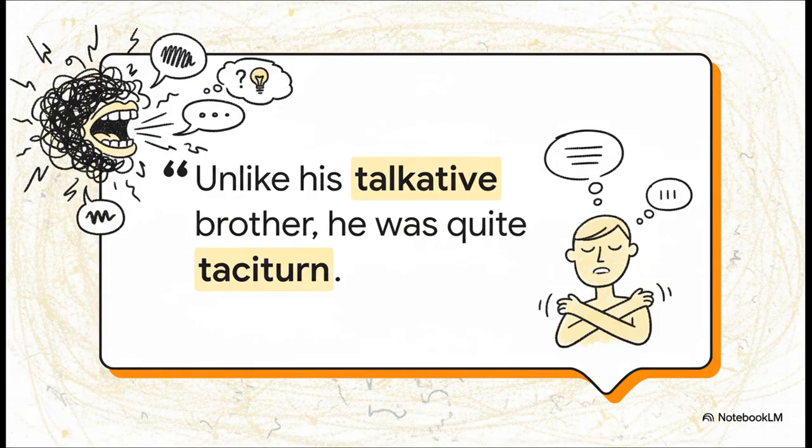Let's break this down. The sentence kicks off with "unlike," so we know we're getting a comparison. His brother is talkative. So if our guy is unlike his talkative brother, what must he be? He's the opposite. He's quiet. He's reserved. Taciturn has to mean not talkative. See how that works? The contrast just paints a perfect picture for you.